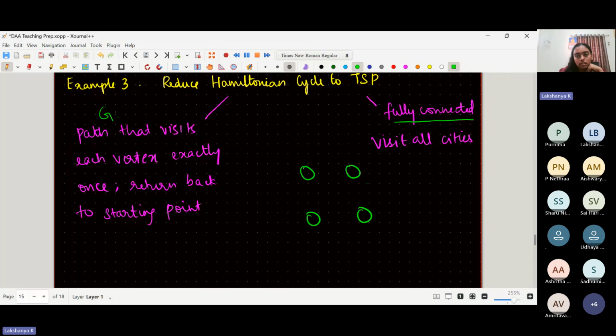Any questions? Okay, let us assume this is the graph G given to me. For this, I want to find a Hamiltonian cycle. Okay, never mind, it doesn't matter whether a cycle exists or not.